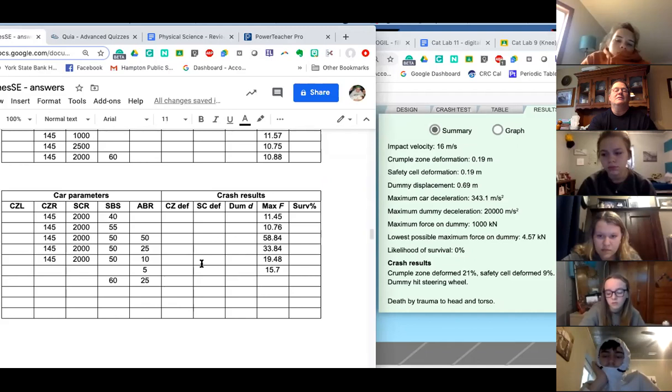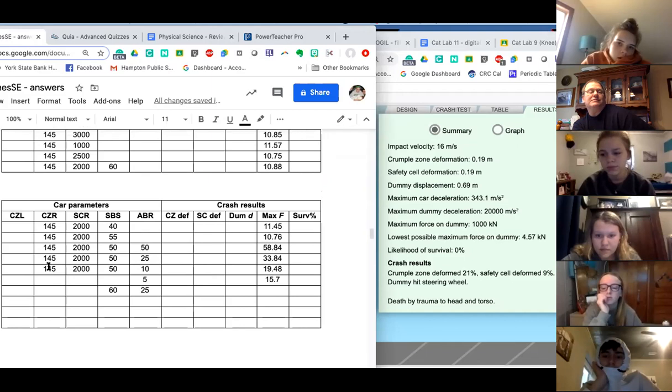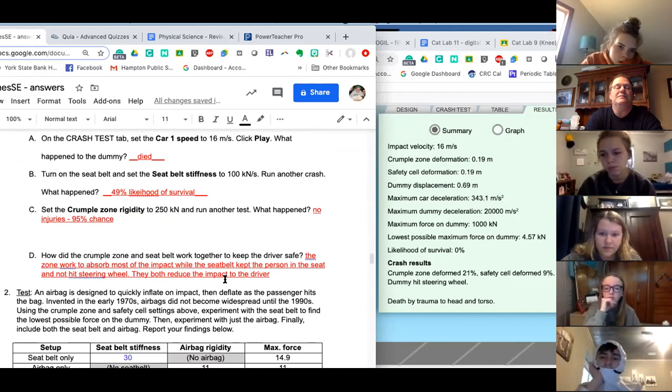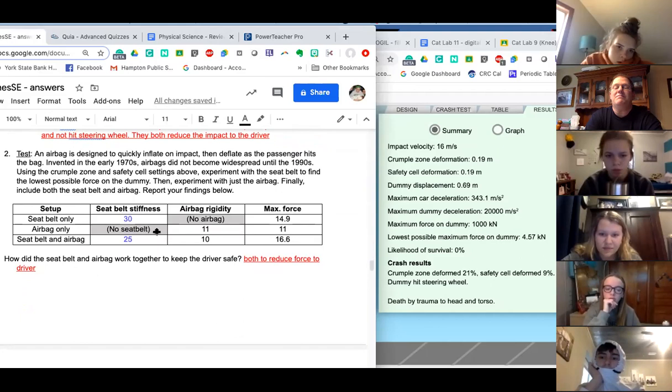But like 145, the rigidity in 2050, I mean, I can get his max force of 15. So the survival rate's pretty high. But there's lots more of this about seatbelt stiffness and rigidity. Has anybody done this part? Yeah. Okay.